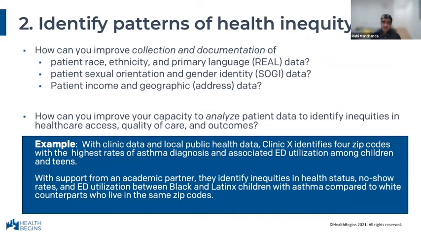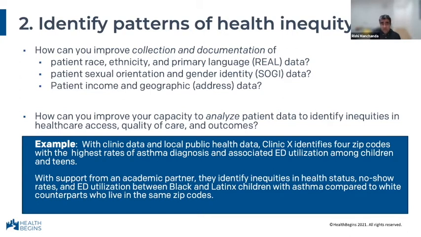Another important step is to identify the inequity itself that you're trying to address and the patterns of inequity that exist. So how are you collecting information and documentation on important demographics that allow us to identify inequity? For example, how well are you collecting information on race, ethnicity, and language? How well are you collecting information on sexual orientation and gender identity? And how well are you collecting information on patient income and geographic information, like their address?